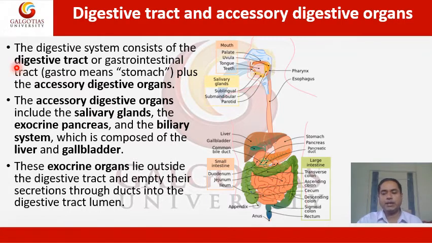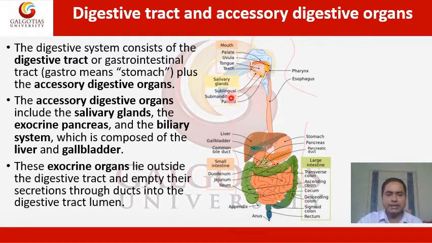Now we will briefly learn about the digestive tract and their accessory digestive organs. So the digestive system consists of the digestive tract or gastrointestinal tract, gastro means stomach, and it is also called the alimentary canal, plus the accessory digestive organs that constitute the pancreas and gallbladder as well as the salivary glands.